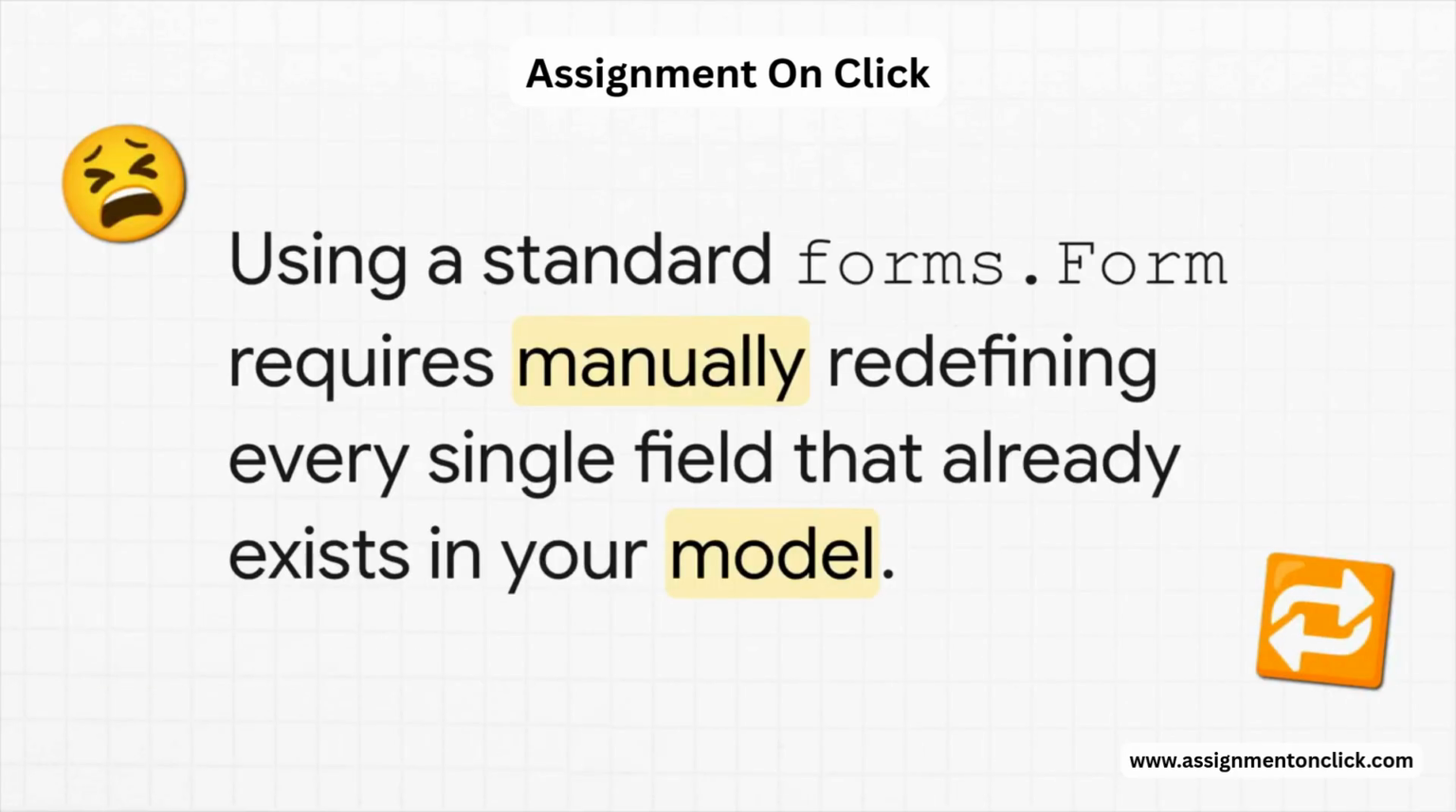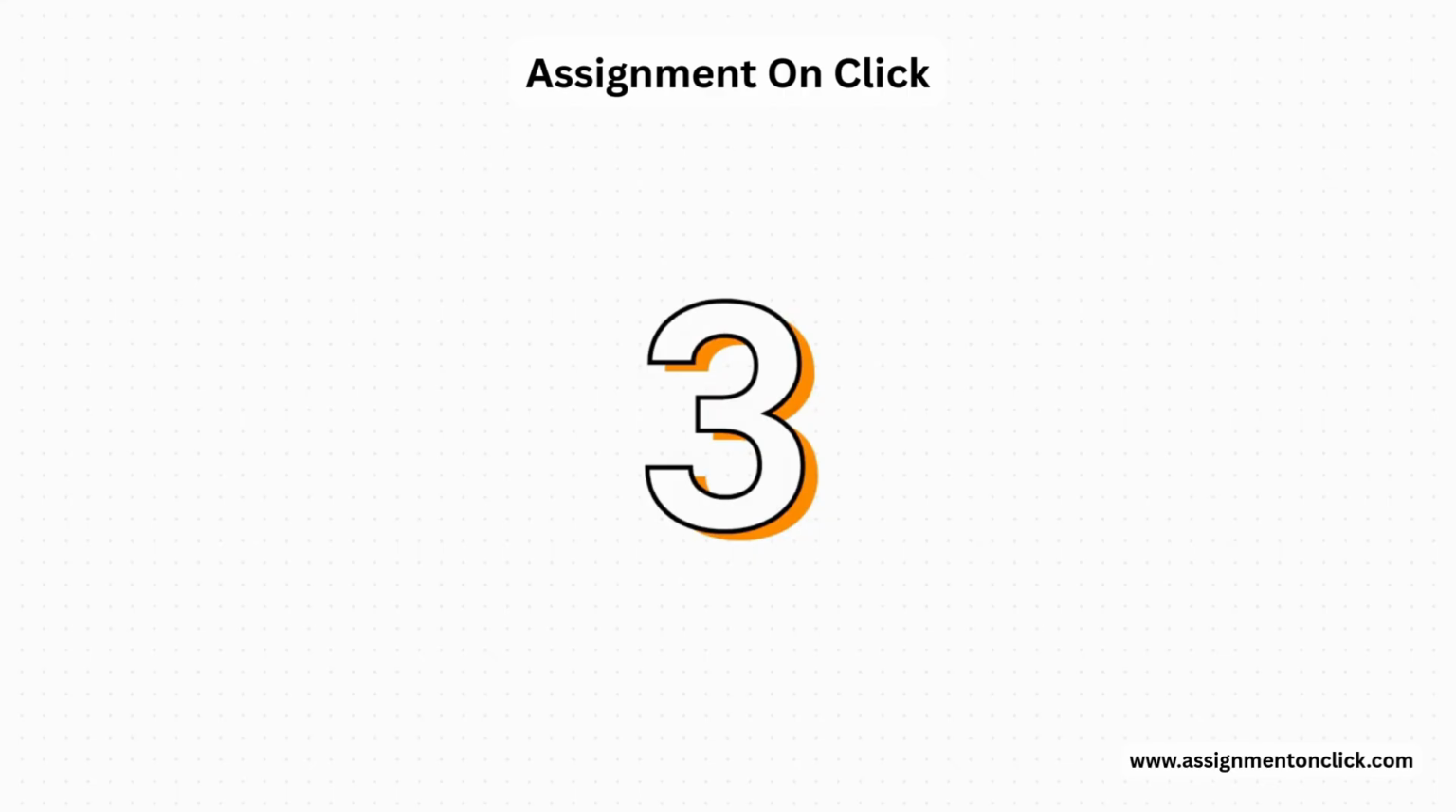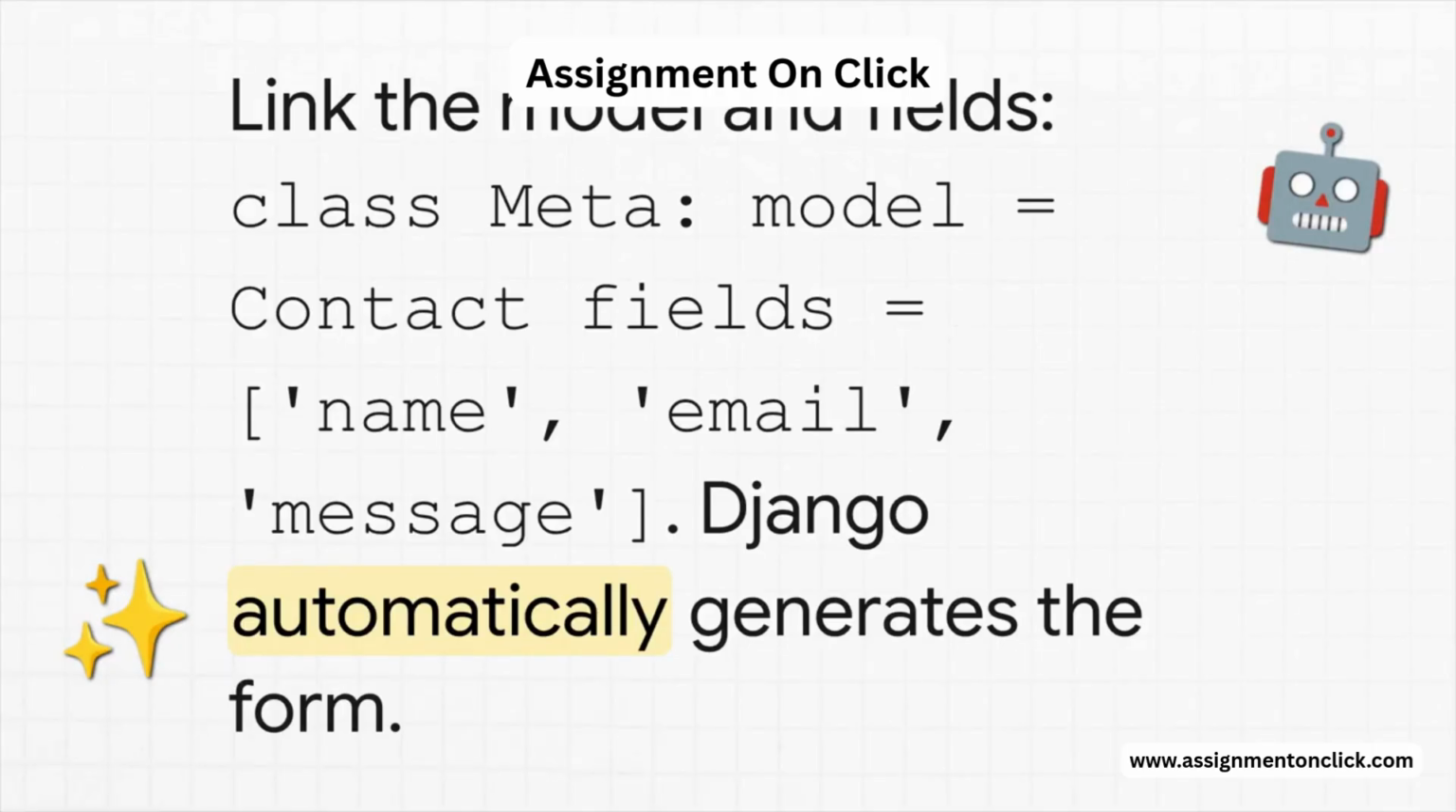Now, if we used a regular forms.Form, we'd have to type out every single one of those fields all over again. See how we're repeating ourselves? We already defined these in the model. It works, but it feels like a waste of time. What if I told you we could get the exact same result with all the validation and cleaning in just 3 lines of code? And there it is, the model form.